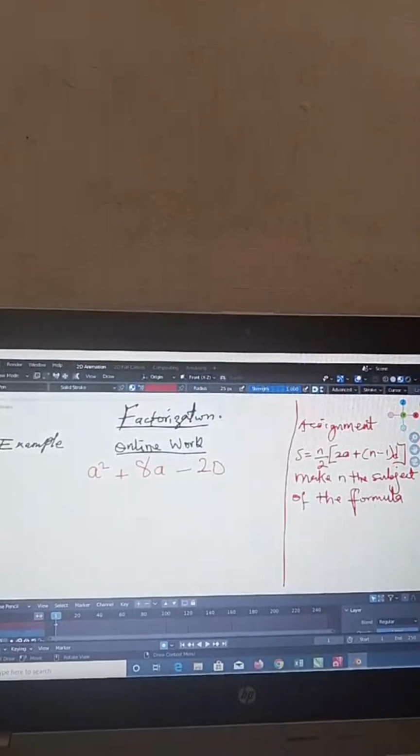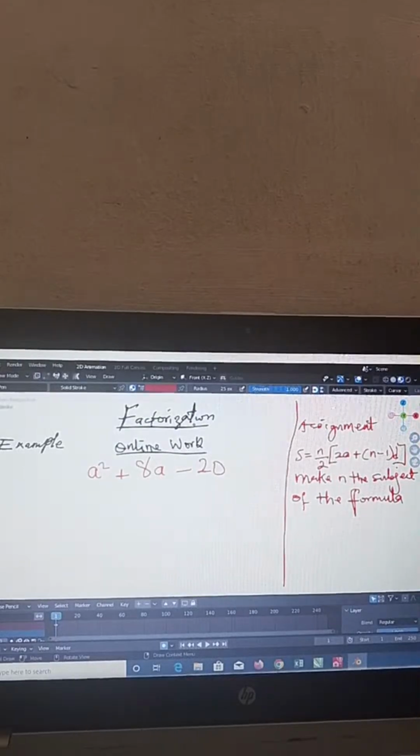1, 2, 3, 4, 5, 6, 7, 8, 9, and 10. So it means that nobody on this platform knows mathematics, so you cannot solve factorization. You are just online, you cannot solve factorization.